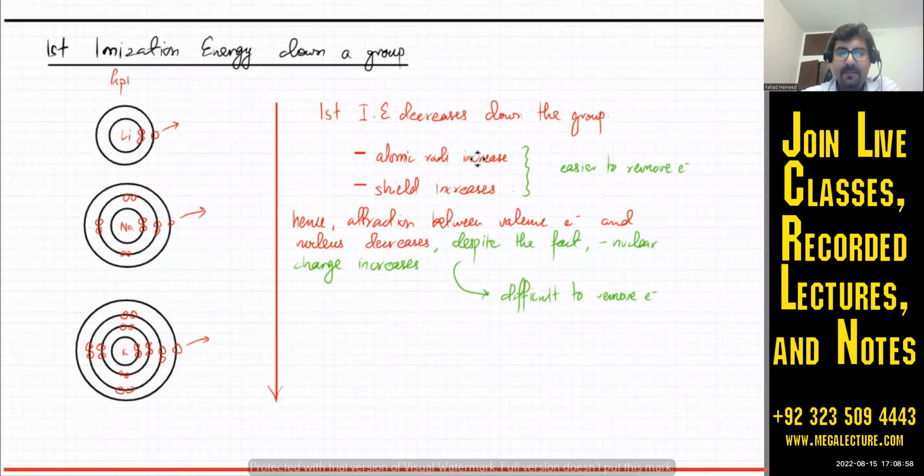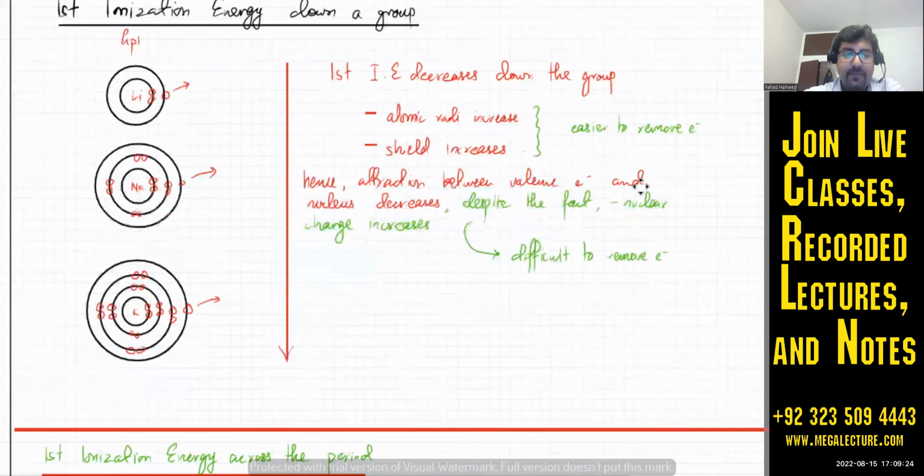Why? Because the atom becomes bigger, atomic radius increases, the electron is further away, and the shielding increases. So two factors say that it's becoming easier to remove electrons. One of the factors actually opposes that, and that is that when you move down the group, the nuclear charge, or the number of protons in the nucleus, continues to increase, which is why there should be more attraction. But because of these two factors, the attraction is actually lesser down the group.